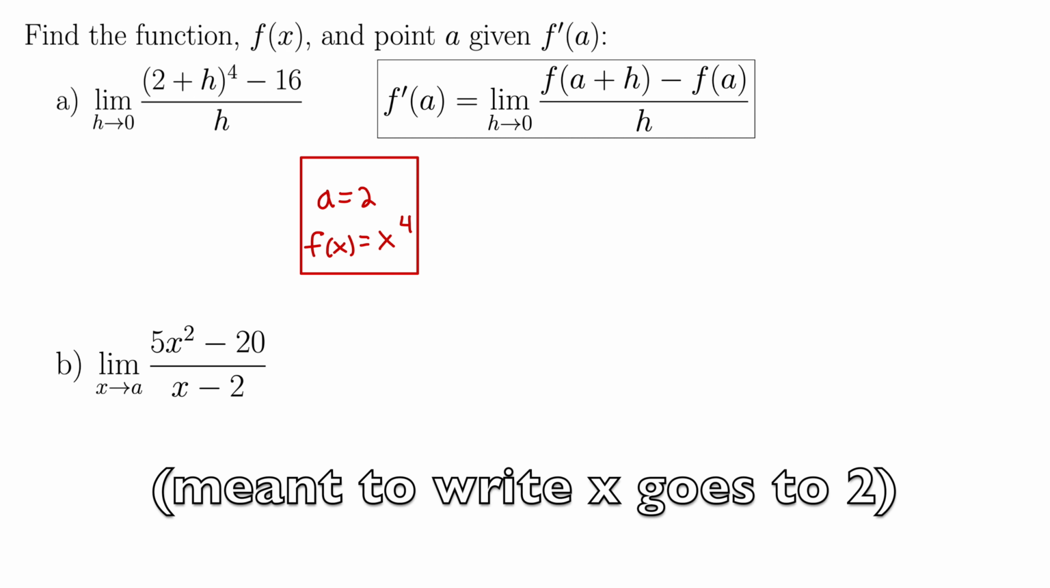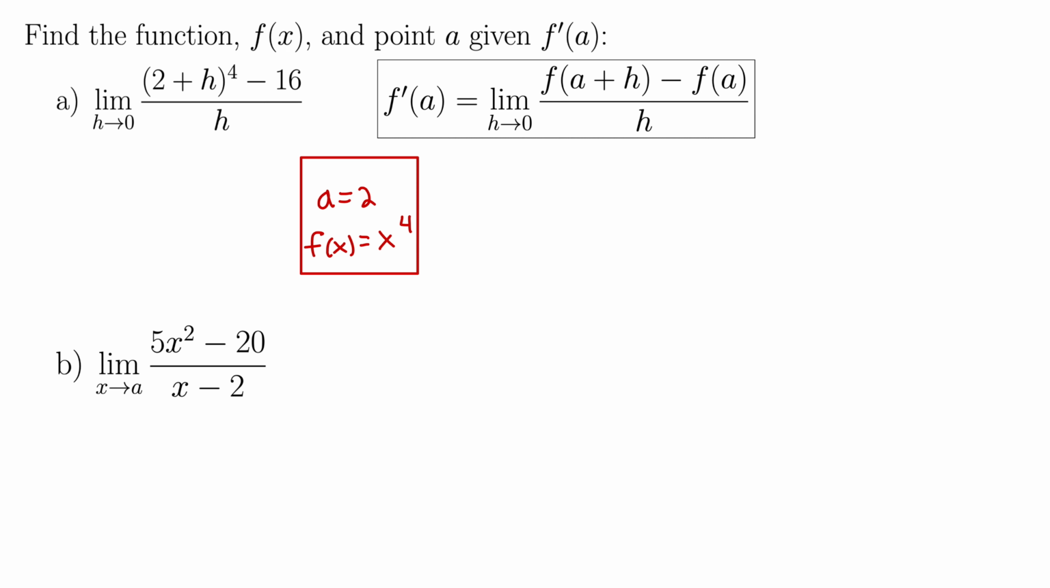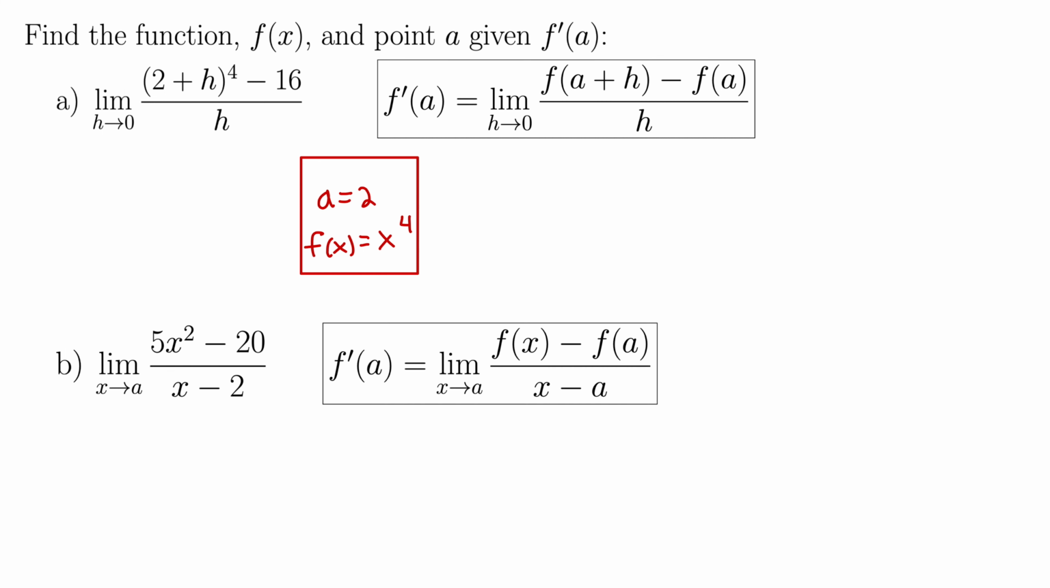It's similar. We have the limit as x goes to a of the quantity 5x squared minus 20, all over x minus 2. So now I'm seeing the other definition of the derivative, the x minus a version. So let's bring that up. Okay, so this definition of the derivative says f prime of a equals the limit as x goes to a of f of x minus f of a, all over x minus a.